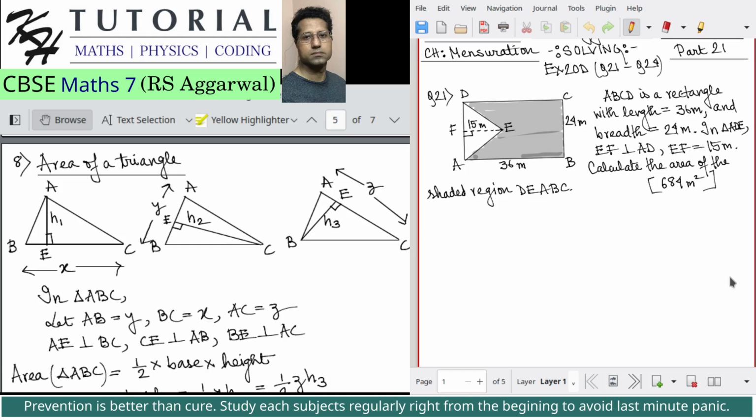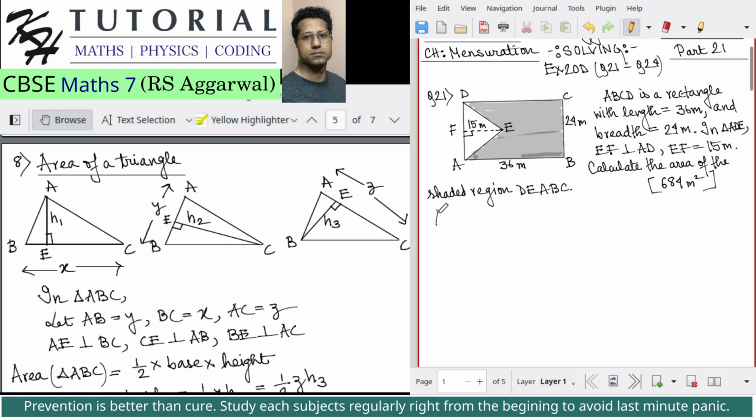Okay. Now, the easiest way to solve this problem is that we will not find the area of the shaded region directly, but we will find the area of the triangle ADE and subtract that area from the area of the entire rectangle ABCD. So let's try to find the area of triangle ADE.